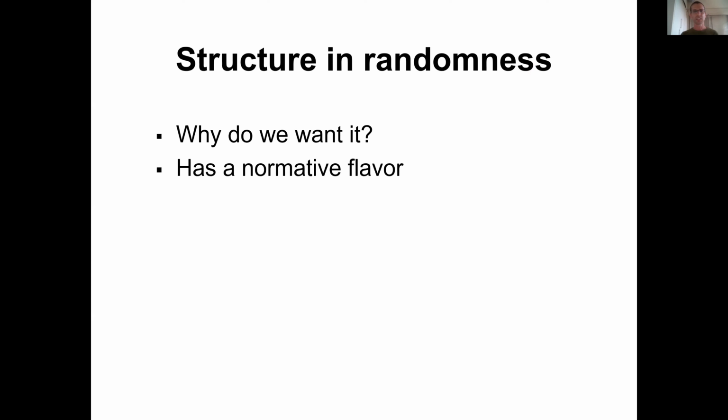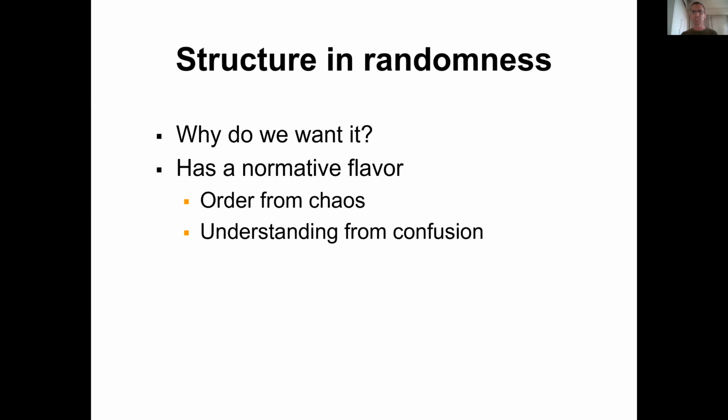So first, I want to linger a bit about the title of my talk, this structure and randomness, and it sort of seems natural, but in a sense, one can ask why do we want this? Why should we care about structure and randomness? And it has sort of a normative flavor to it. Sounds a bit like order from chaos. You can even think of biblical connotations, understanding from confusion, or simplicity for complexity. All of this is, in a sense, what science aims to do, right? We observe complex phenomena and we try to make simple explanations of them that sort of capture the essence.